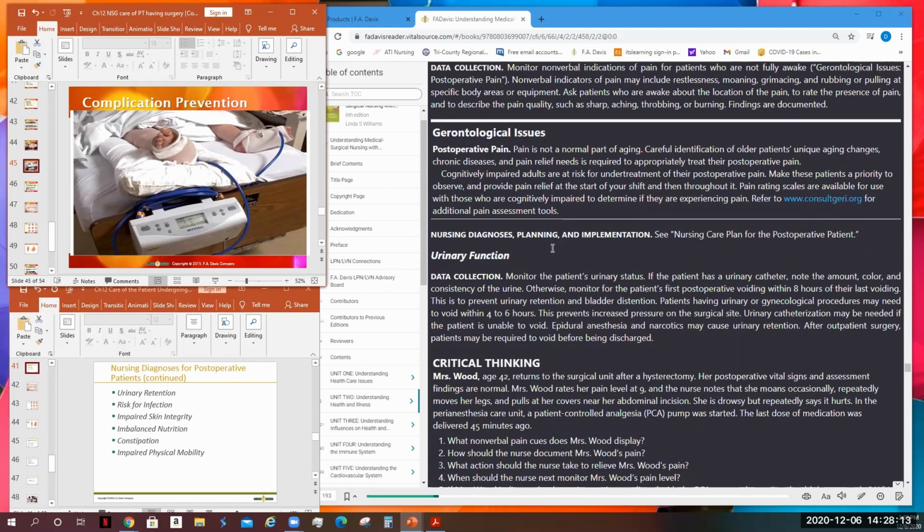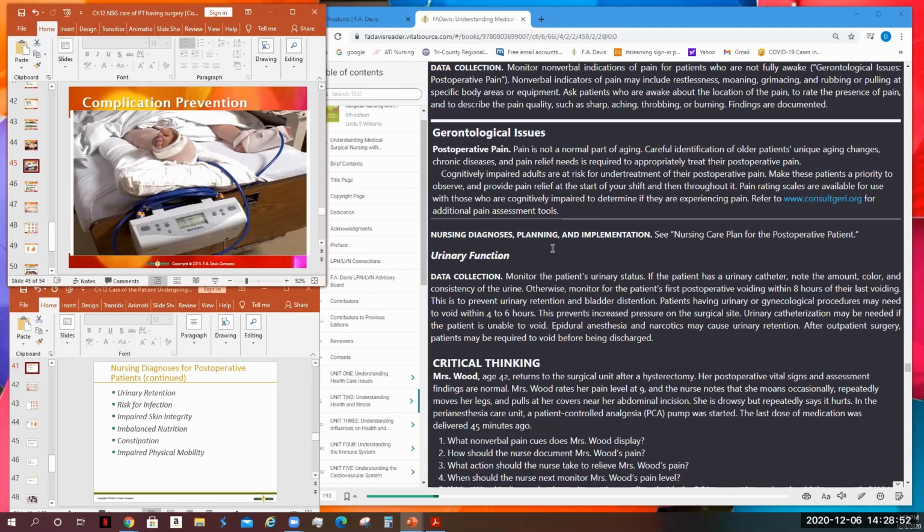Monitor nonverbal indications of pain for patients who are not fully awake. Nonverbal indicators of pain may include restlessness, moaning, grimacing, and rubbing or pulling at specific body areas or equipment. Ask patients who are awake about the location of the pain, to rate the presence of pain, and to describe the pain qualities such as sharp, aching, throbbing, or burning. Findings are documented.